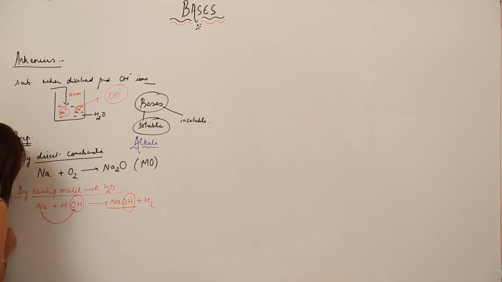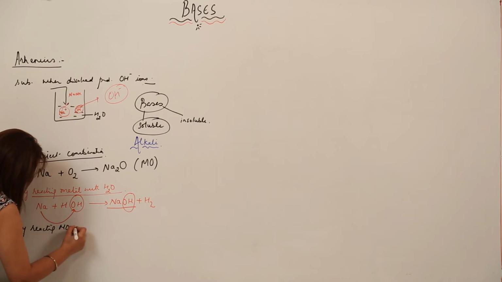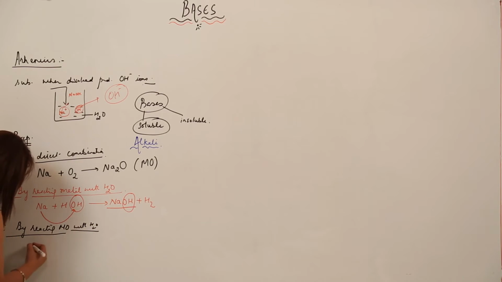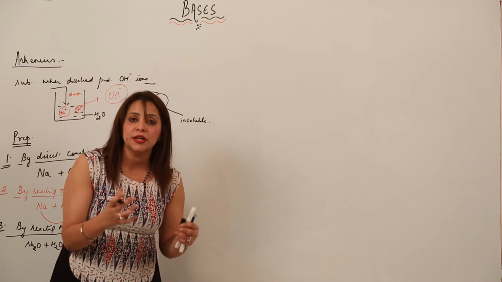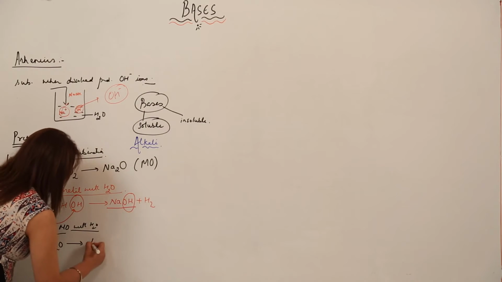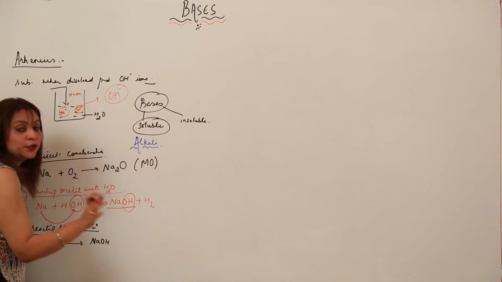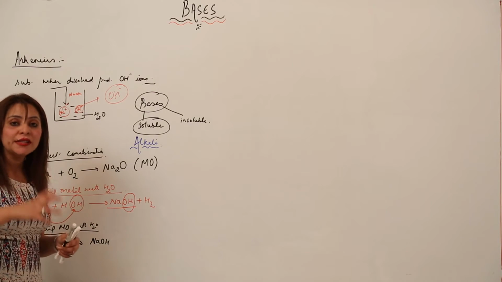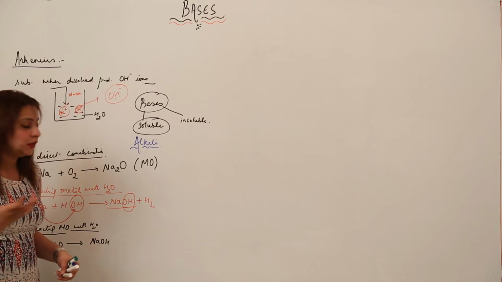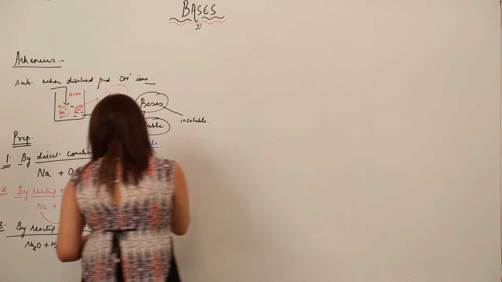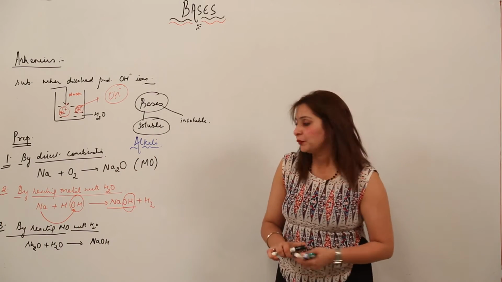Third, we can prepare it by reacting metal oxide with water. Suppose again I am taking sodium oxide and reacting it with water, and we know that any substance which reacts with water just crisscrosses with the hydroxide ion. So it leads to the formation of NaOH, but no H2 is evolved. Just keep in mind, when you are reacting oxide with water, you do not get any hydrogen gas, but when you react metal with water, you do get the hydrogen gas. So this is how we can prepare the bases.